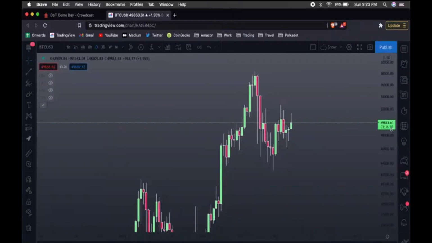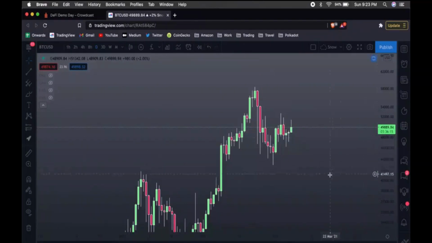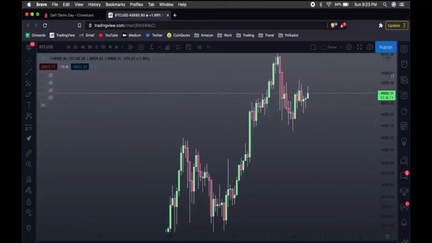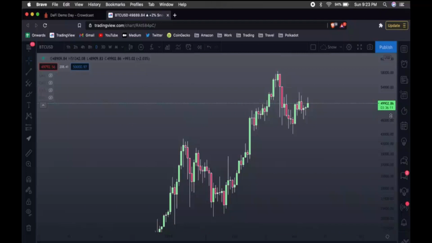In 3 hours and 36 minutes, the daily candle closes. Daily candles close at 7 p.m. EST. That's Eastern time. And so depending on your time zone, it will be different for you. And then the next daily candle will open. I recommend to stick to 3-day, daily, and 4-hour charts for most of your analysis.